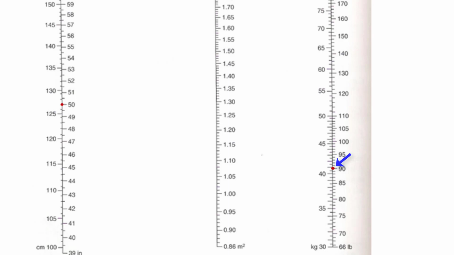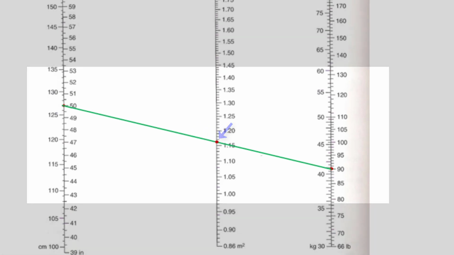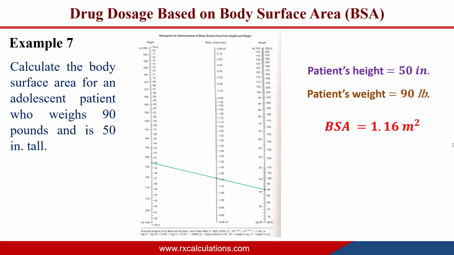So now we connect those two dots with a straight line, and wherever the straight line intersects the body surface area, which is the column in the middle, that will be the body surface area. And so we can indicate that point of intersection with the dot. And so the body surface area is going to be equal to 1.16 meters squared.